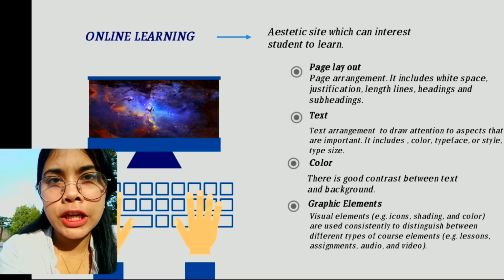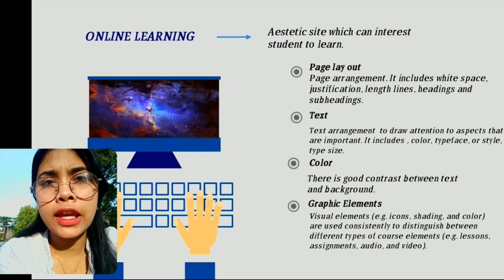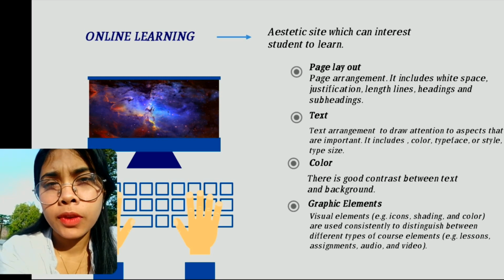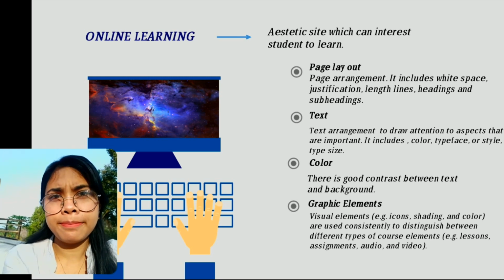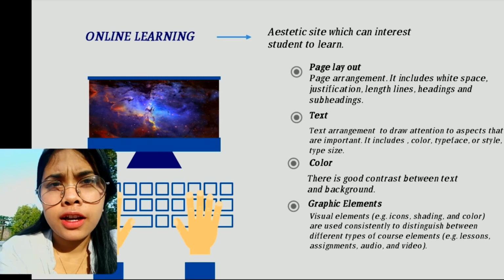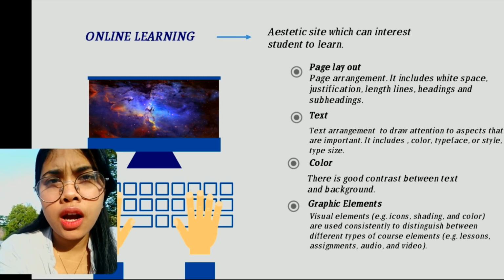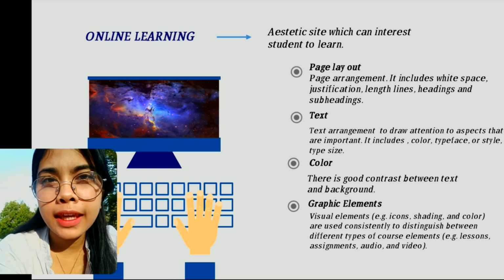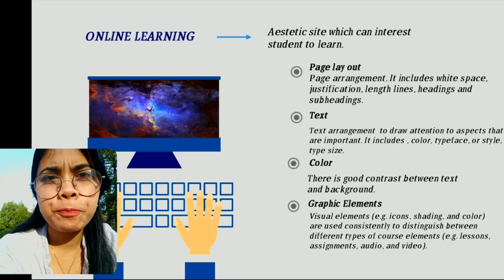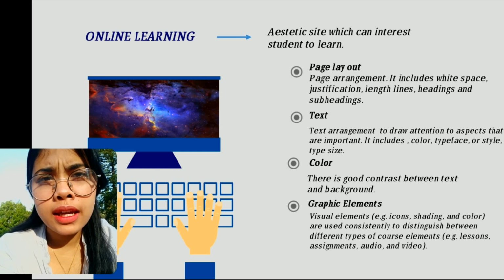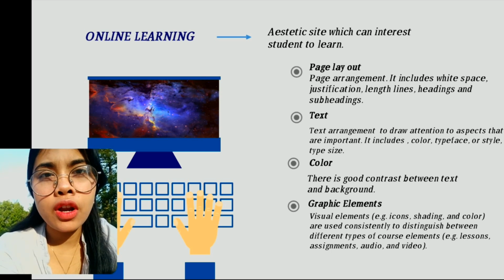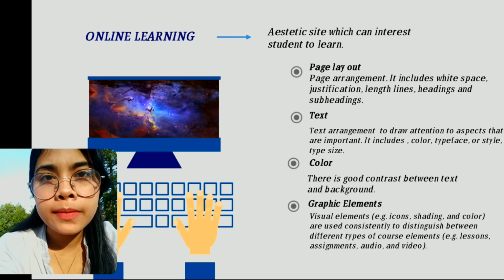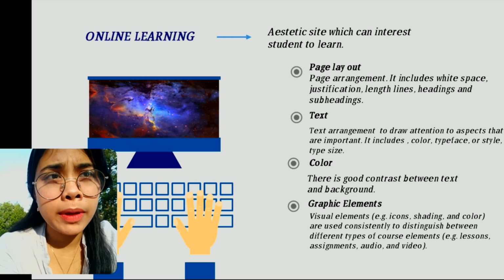And then justification. Justification is the layout for the paragraph. Basically, we should use the left and right justification to make the text flow and the reader understand where is the flow of the content or the topic.